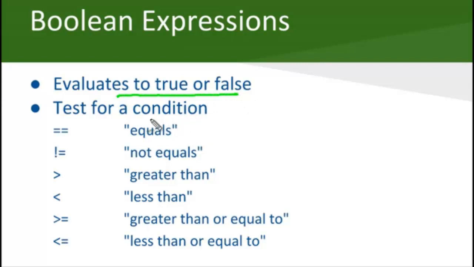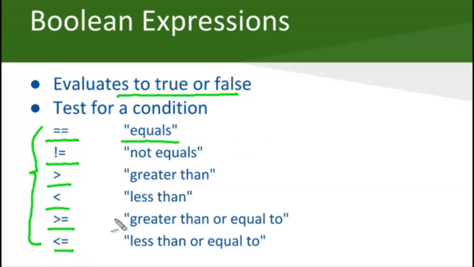This gives rise to Boolean expressions, and these are the expressions which evaluate to either true or false. So we have a list of relational operators which act on operands, and they overall comprise a Boolean expression, and the expression returns true or false. For example, with the double equal to symbol, we have the equals operator, which tells whether the two terms are equal or not, returning true or false. Similarly, we have the not equals operator, greater than, less than, greater than or equal to operator, or less than or equal to operator.